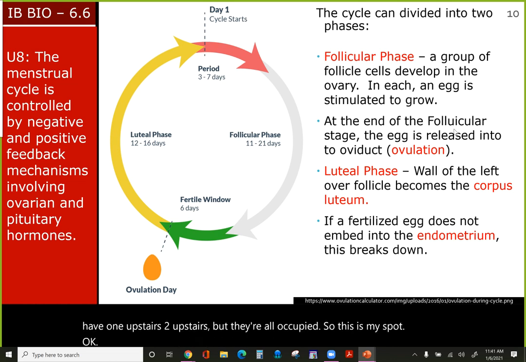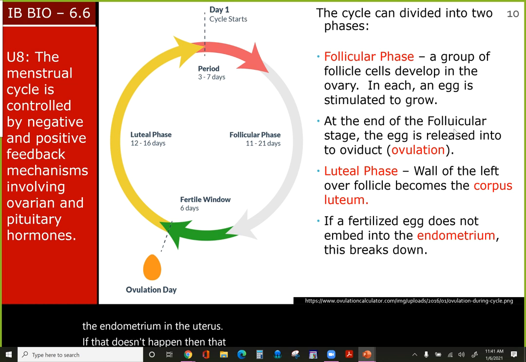So, say that egg doesn't become fertilized and it doesn't implant or embed into the endometrium in the uterus. If that doesn't happen, then that corpus luteum breaks down and the cycle starts over.